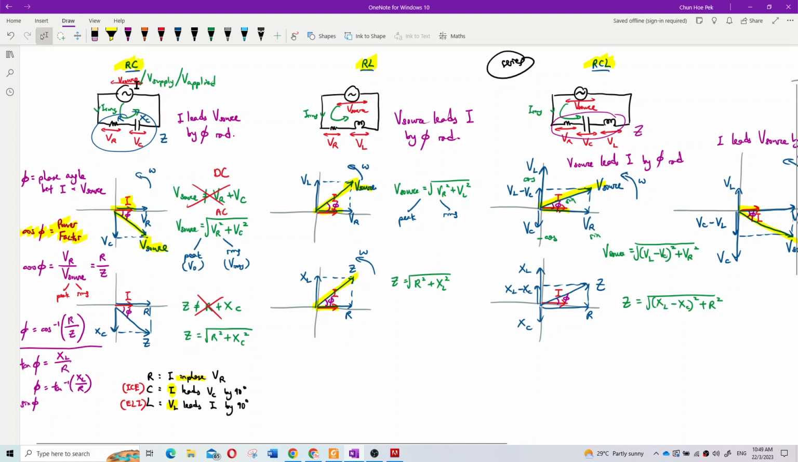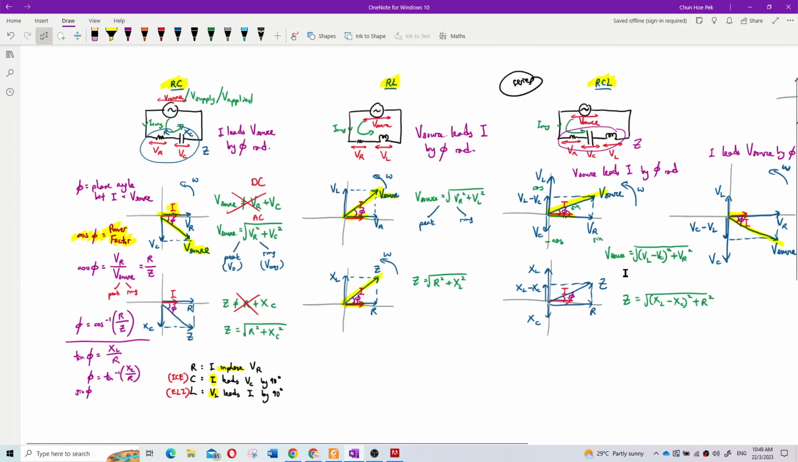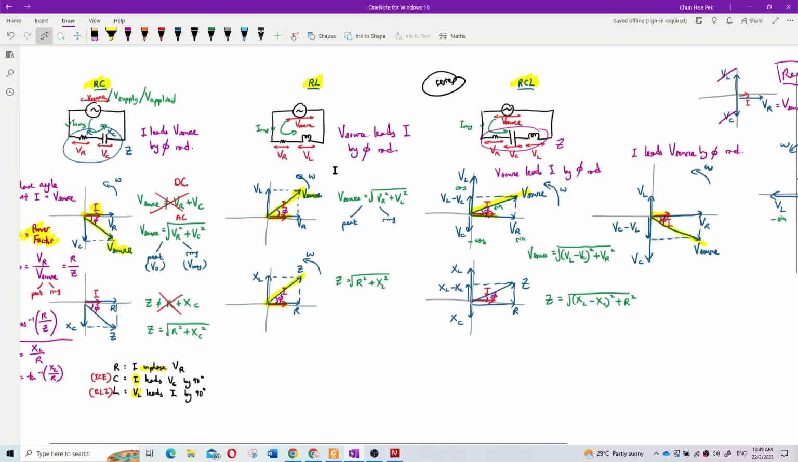Okay. So if it is an RC circuit, it is R and XC; if RL, it is R and XL. If RCL, because they are in opposite directions, you need to subtract XL and XC, so Z is the square root of (XC minus XL) squared plus R squared. Okay, class, that's all. Very simple.